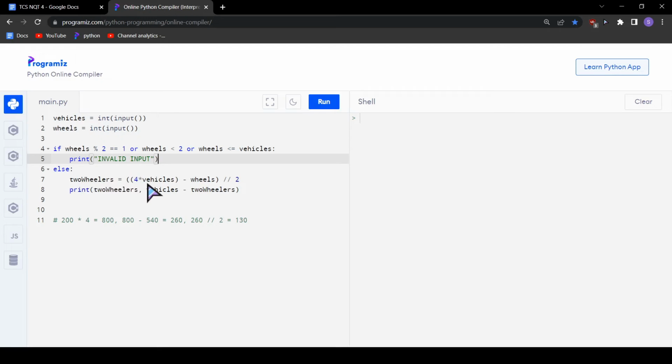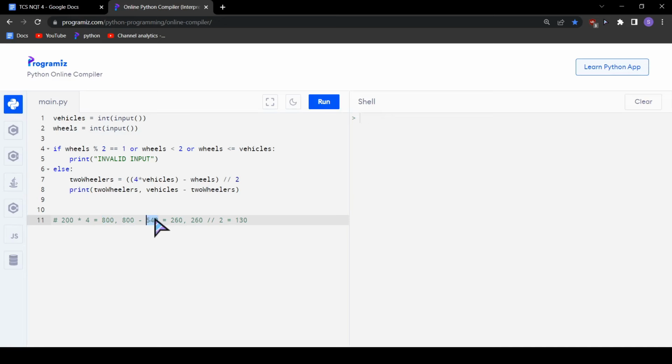Since we have to utilize all the vehicles, we would try and think that all the vehicles are four wheelers. If all the vehicles would be four wheelers in this question, then we would have needed 800 wheels, since we have 200 vehicles and each four wheeler must have four wheels. But do we have 800 wheels? No, we have 540 wheels.